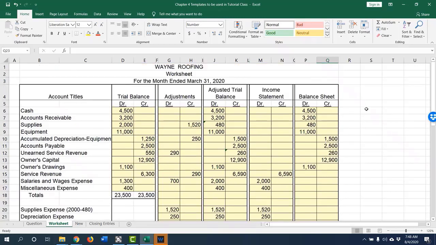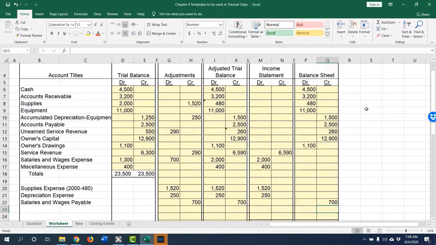So that's simple work, right? You just have to think about whether this account is an asset, liability or owner's equity. If it is any of the three, then you'll write it on the balance sheet part. And if it is any of the revenues or expenses, you'll write the value of the account in the income statement part.